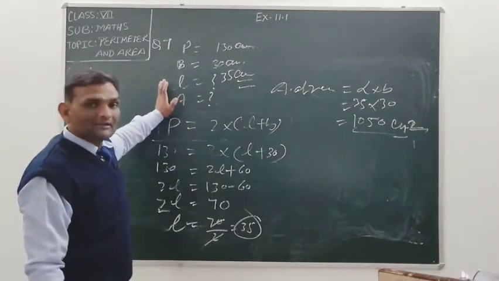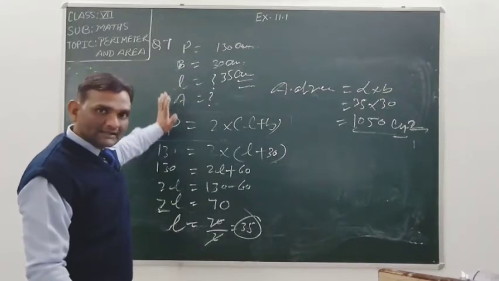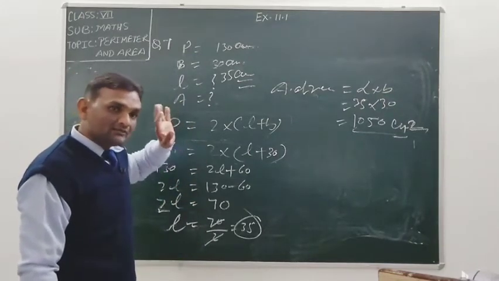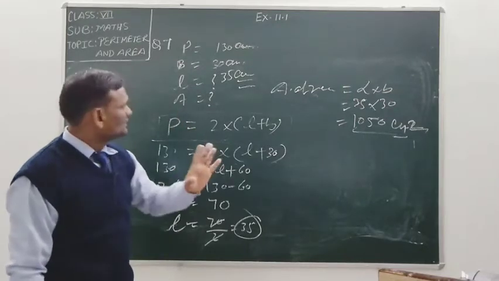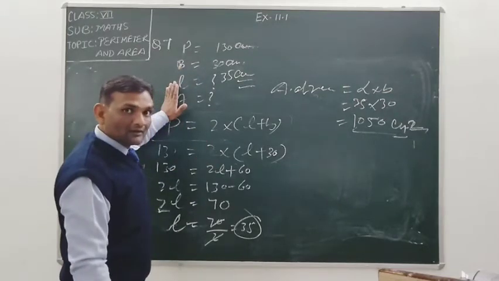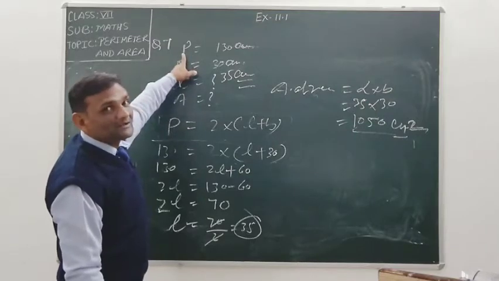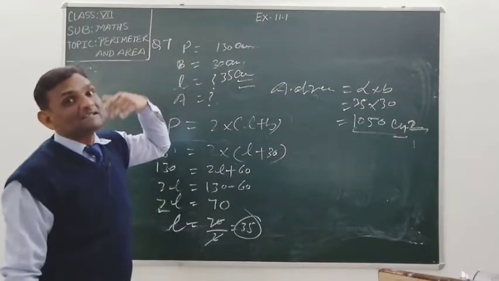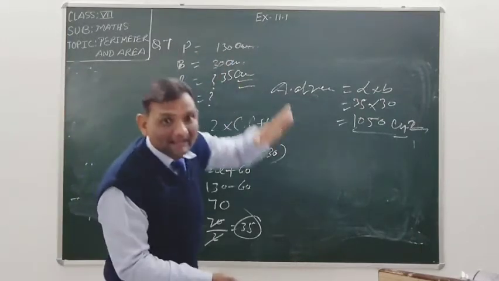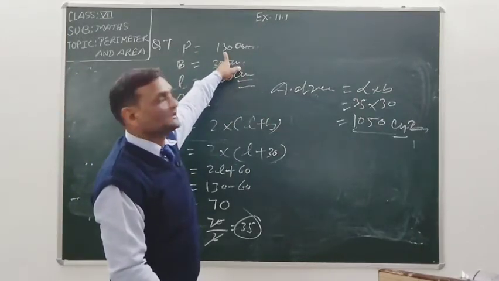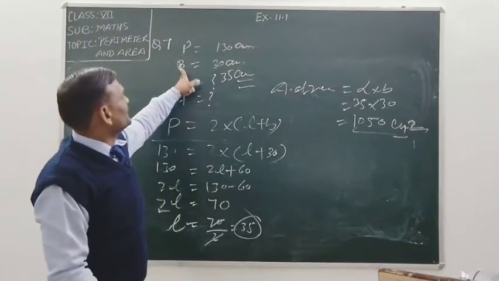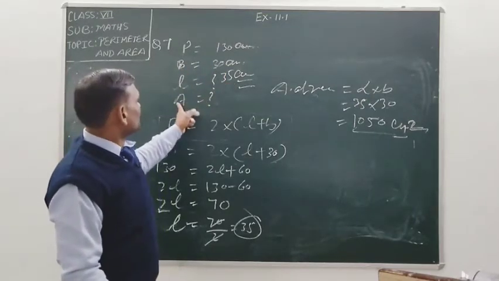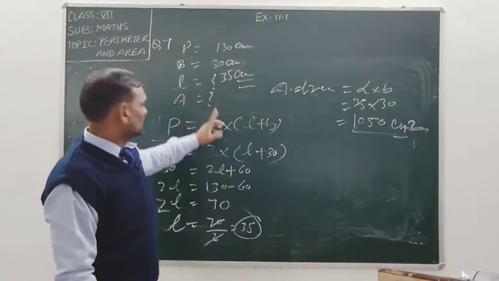You will write the statement correctly and then you will solve. Means what? Which information is given in the question? Firstly, note it down. You will write perimeter, P-R-I-M-E-T-E-R. Perimeter of the rectangle is equal to 130 centimeter. Breadth of the rectangle is equal to 30 centimeter given. So, length is equal to question mark and area is equal to question mark of the rectangle.